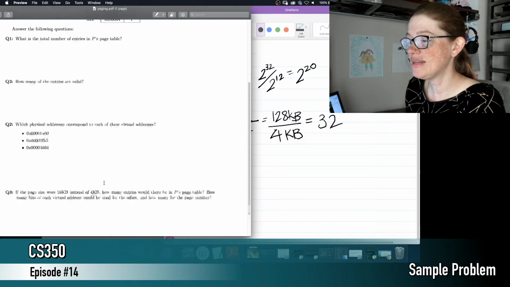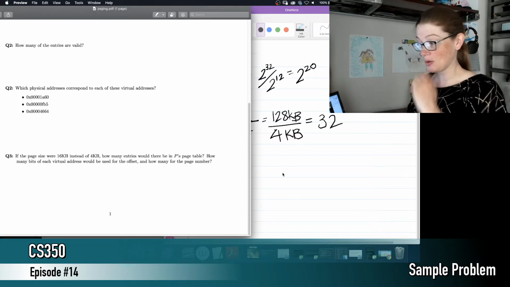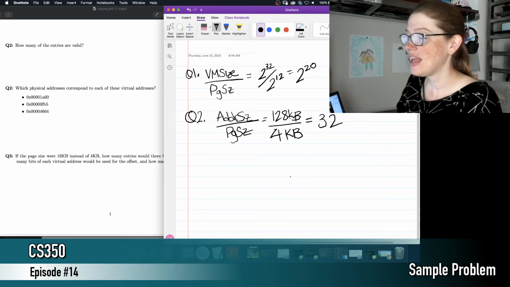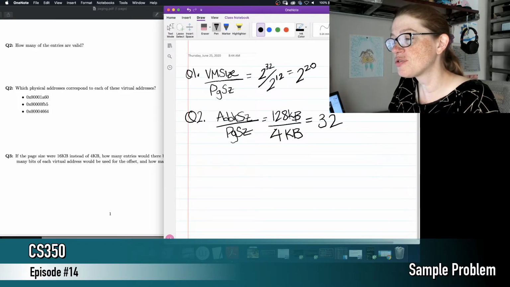Now look at this. Oh, it's a misnumbered page. Oops, or question. So now we're asked to translate these virtual addresses.